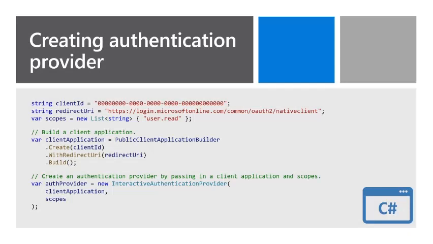Here, you can use the same application builder class from MSAL to specify the properties of the Microsoft Graph SDK. So here what you're doing is simply specifying the client ID, redirect URI and scope. Then you create the client application by using the same PublicClientApplicationBuilder.Create with the client ID, with the redirect URI, and Build. So you have the client application. Now you create the authentication provider by passing the client application and the scope you have here, and you have the auth provider.